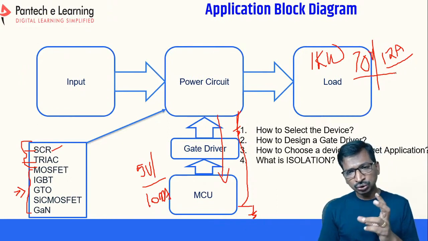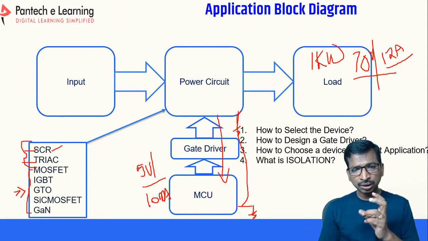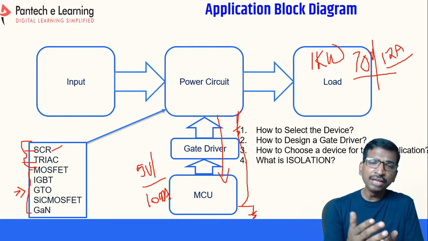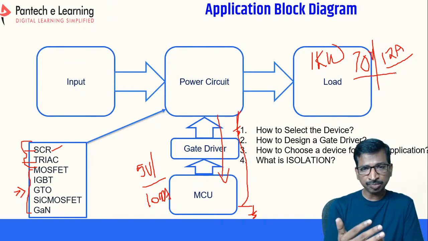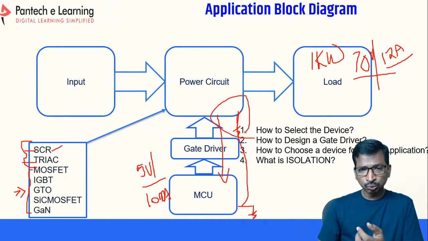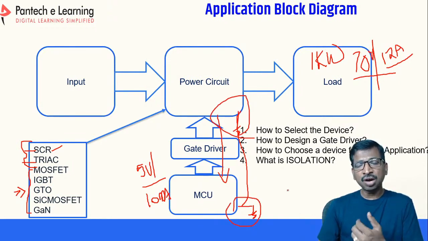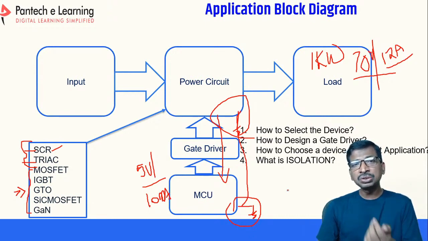And now we should know about isolation. What is isolation? Electronically we have to separate both grounds, the power supply ground as well as the power circuit ground. So these two grounds need to be isolated. So now what do you mean by isolation? How can you introduce isolation in the electronic circuit?